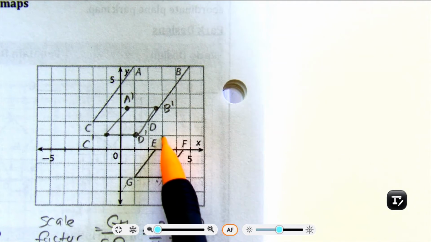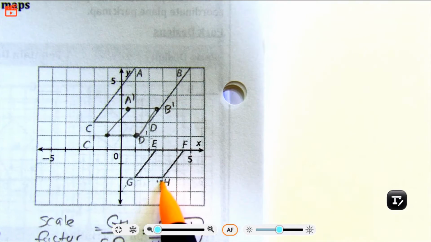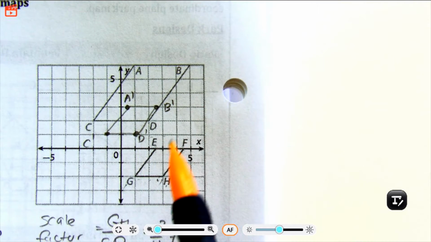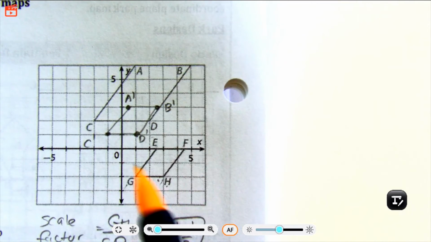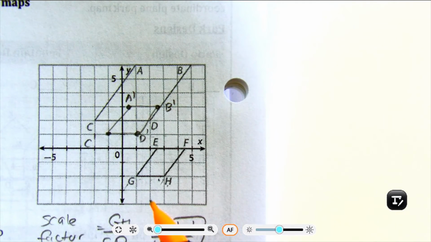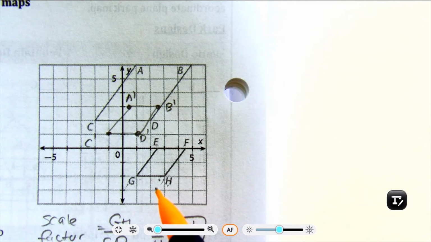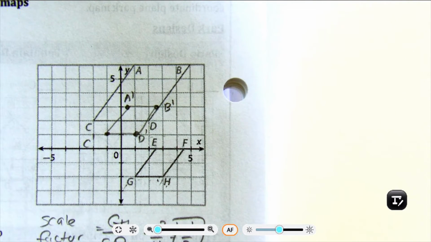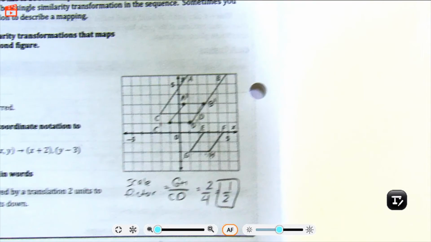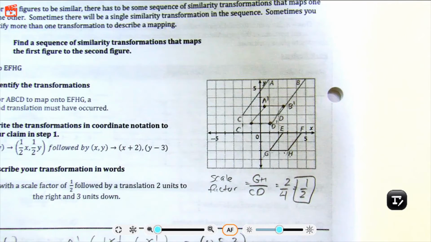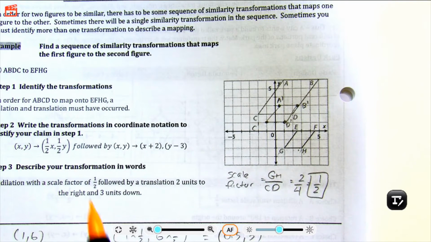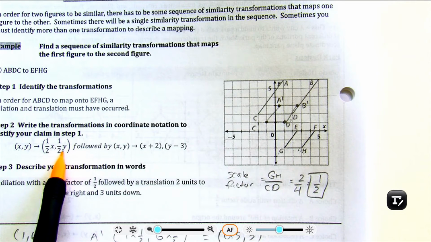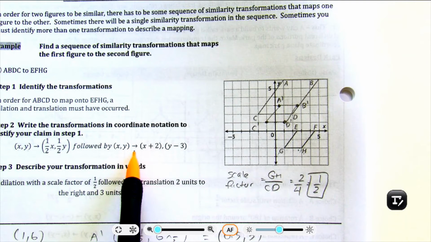So if we move 2 to the right, that is like we're adding 2 to X. And if we go down 3, that's like we're subtracting 3 from Y. So let's actually look at the solution that they gave us. We did this step. XY becomes half of X, half of Y. And then we said that XY becomes X plus 2 because we went 2 to the right, and then Y minus 3 because we went down 3.